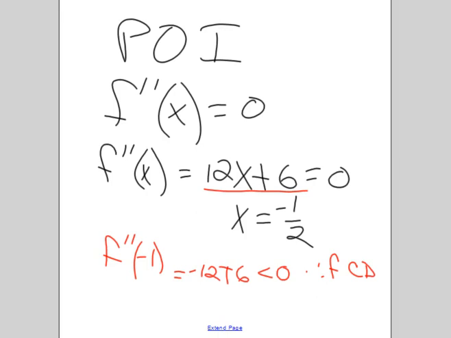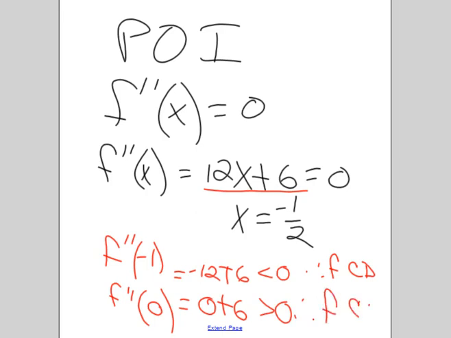So what you're doing now is just plugging in points on either side of the zero. Yes. So I'm not proving max or min. I'm proving concavity. I'm proving there's a change in concavity. On either side of the negative 1/2 number, now I'm going to do 0, and plugging in 0 gets me 0 plus 6, which is greater than 0. Therefore, f is concave up.